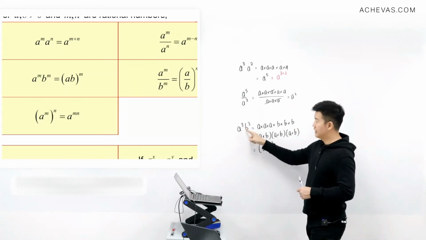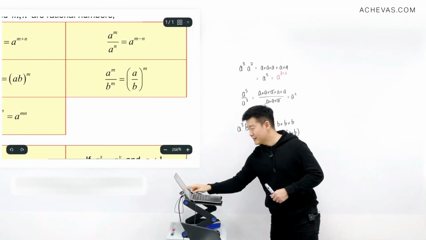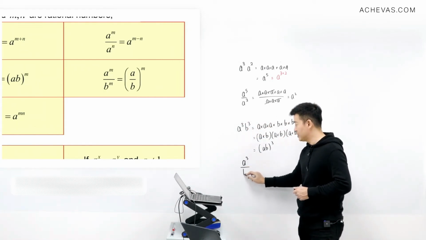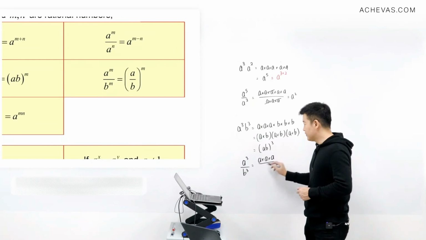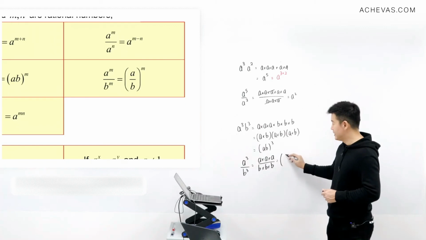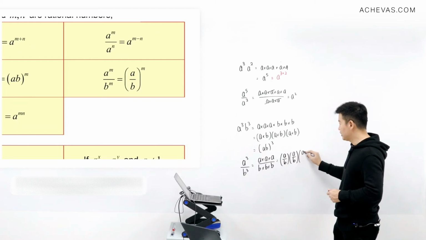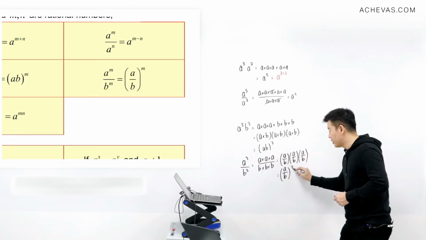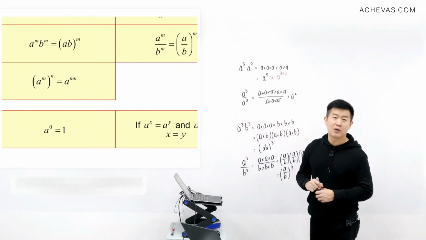A to the power of m times b to the power of m is ab to the power of m. We are going to use the same strategy to verify this. So if we have a to the power of 3 divided by b to the power of 3, this will be a times a times a divided by b times b times b, which I can also re-express as a over b multiplied by a over b and multiplied by another a over b, which is equal to a over b to the power of 3.